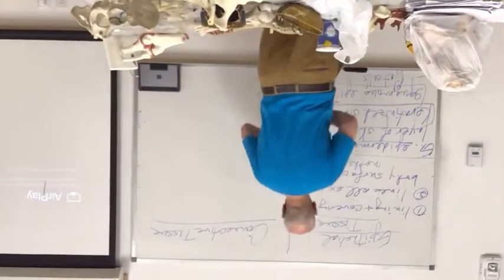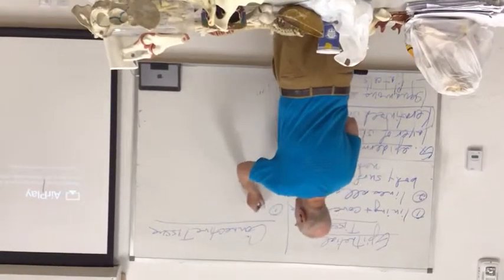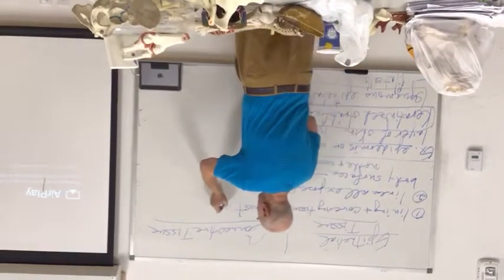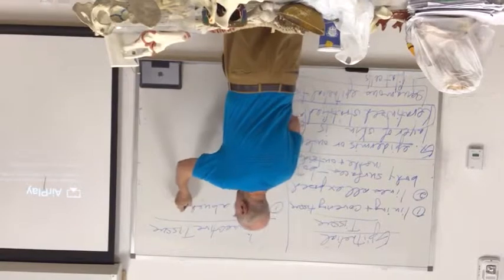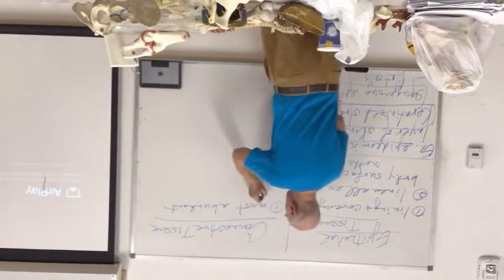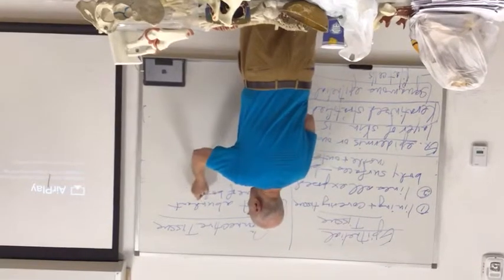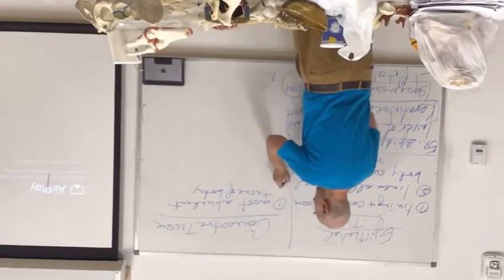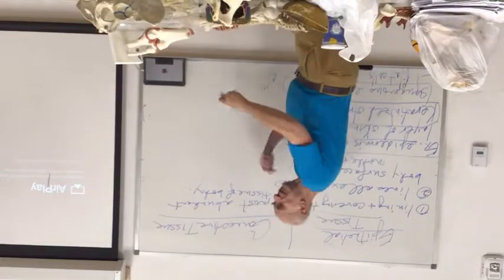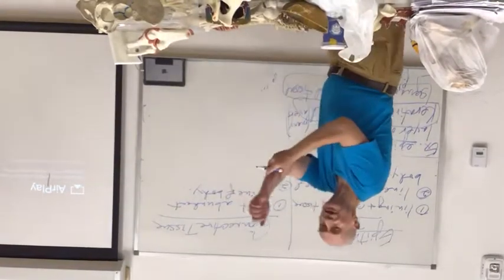Connective tissue is the most abundant tissue of the body, most of the body, and it's never on exposed surfaces. So if you can touch it, inside or outside, it's not connective tissue, but everything else is pretty much connected.